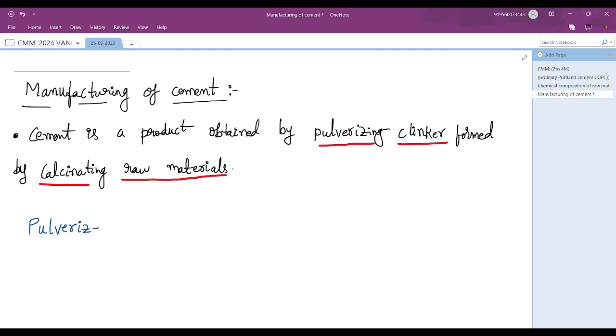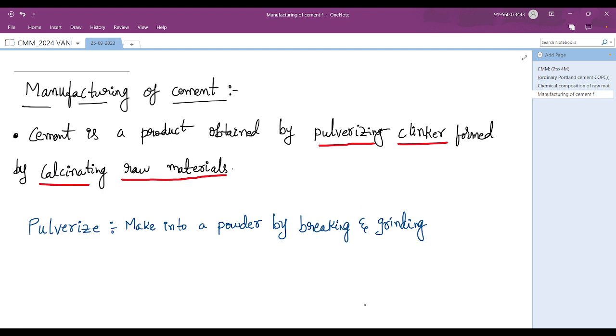Pulverize. So pulverize is nothing but make into a powder by breaking and grinding. Make into a powder by breaking and grinding. So this is the meaning of pulverize.